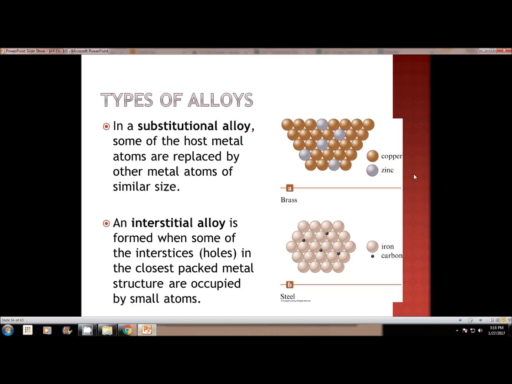Substitutional is when you replace some of the metal atoms with something of a similar size. So brass is a substitutional example where zinc and copper are very, very similar in size. They're next door neighbors in the periodic table. And so you could replace some zinc with copper to make it a lot stronger. An interstitial alloy is formed when the interstices or holes in a close-packed metal structure are occupied by smaller atoms. So steel is made, usually, is iron, mostly, but then you add carbon in those spaces to fill in those holes, and that makes it a stronger material.